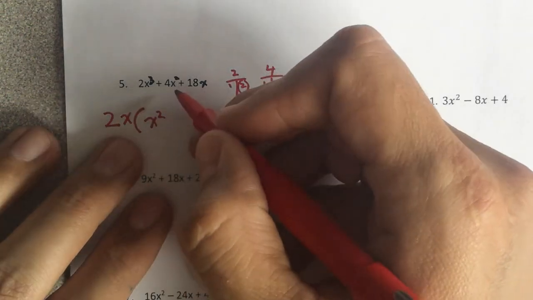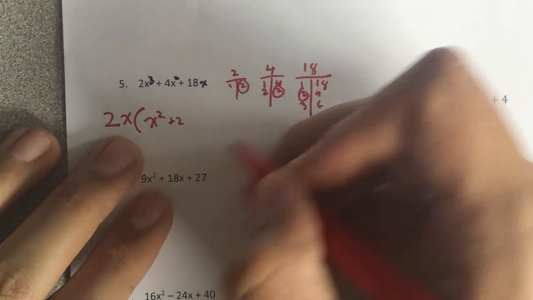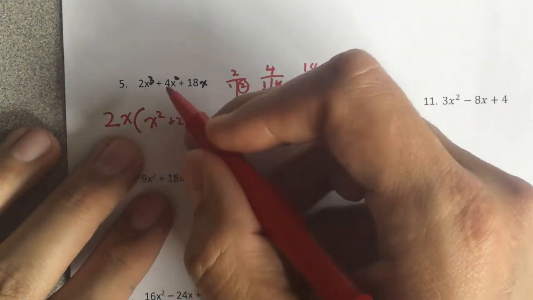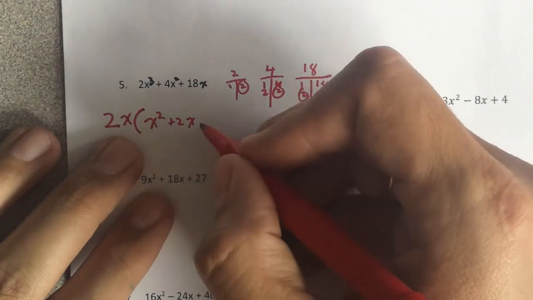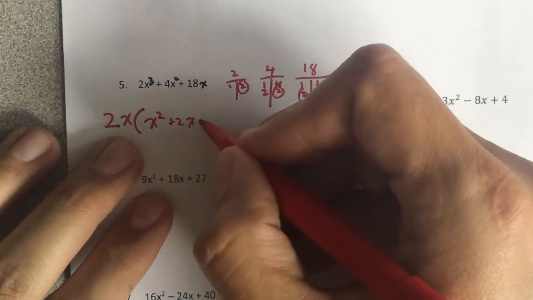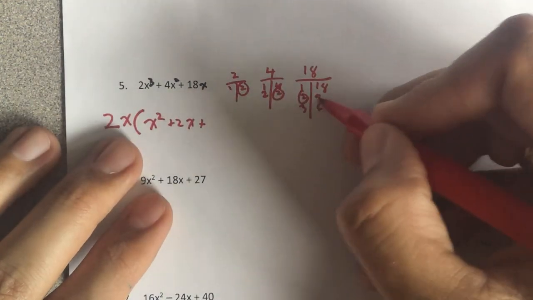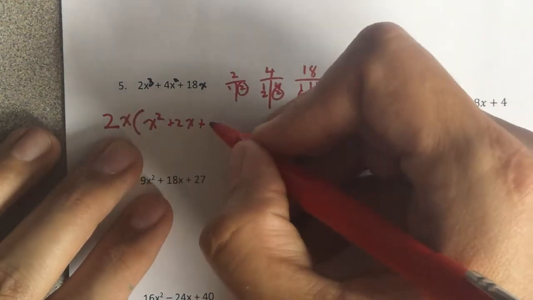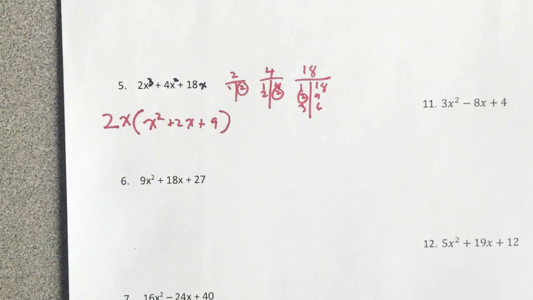2x times what gets you 4x squared? Well, 2 times 2, it's listed here. x times x gets us the x squared part. Plus, we have 2 times what gets us 18? Have it listed here, that's 9. And we already have our x. That is factored for us. Greatest common factor has been taken out.